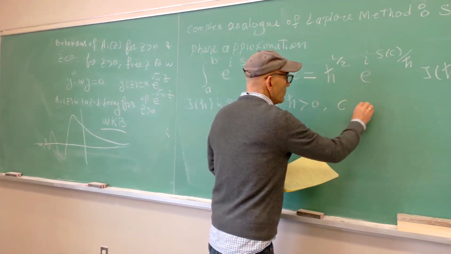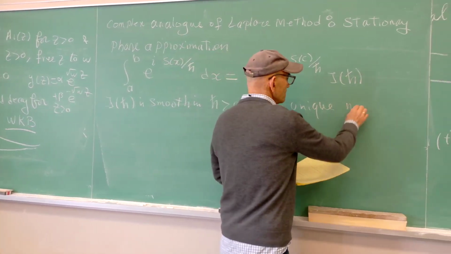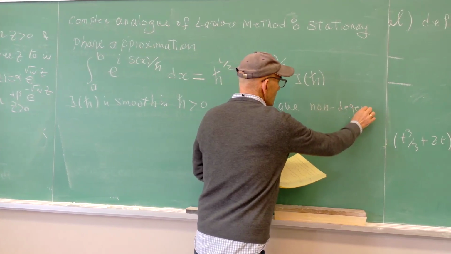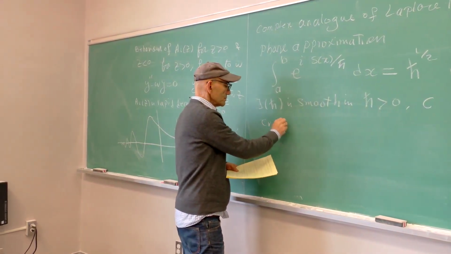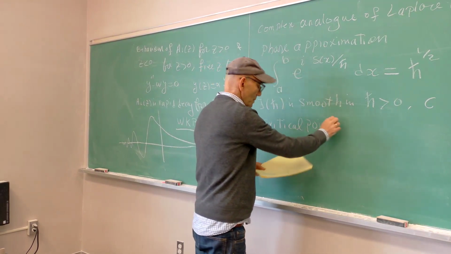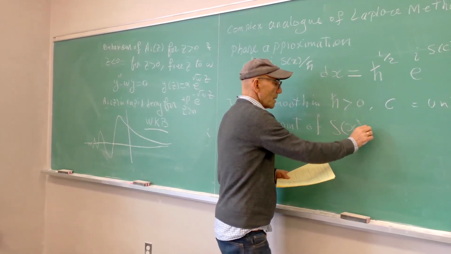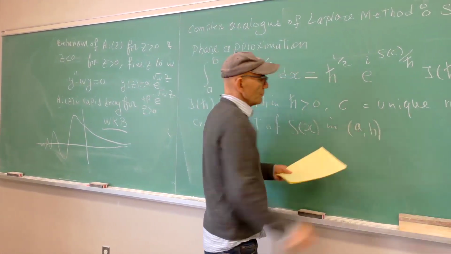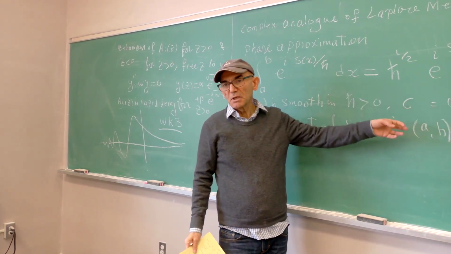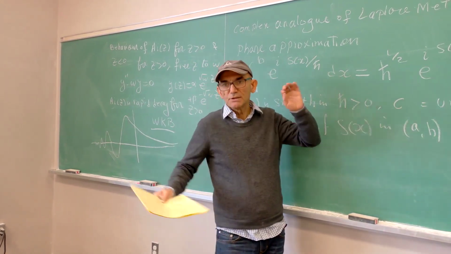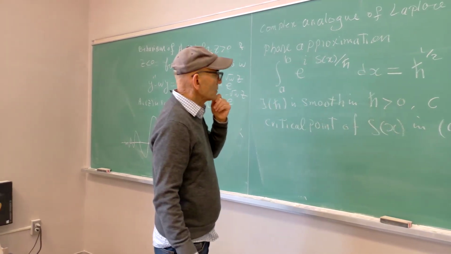C is the unique non-degenerate critical point of s of x in a b. So we have chosen this interval a b small enough such that there's only one critical point. Now we are not talking about maximum or minimum, we are just talking about a critical point, but that is unique. The second derivative can be positive or negative, it doesn't matter.